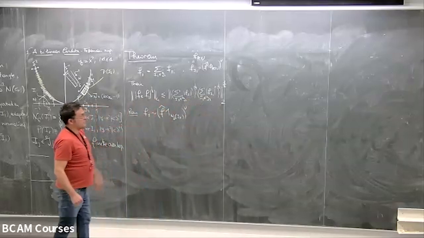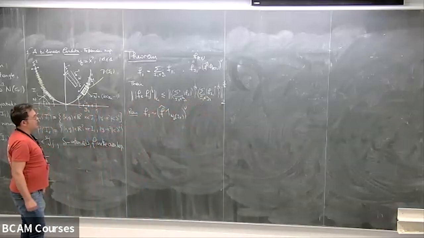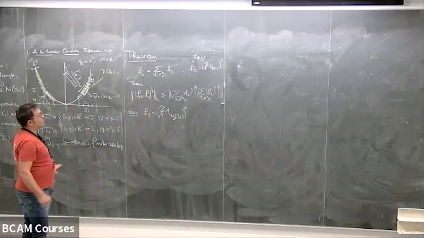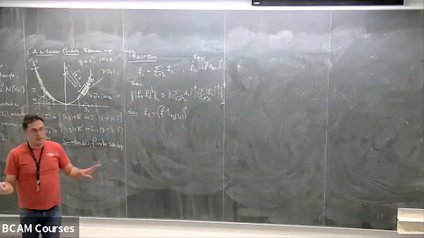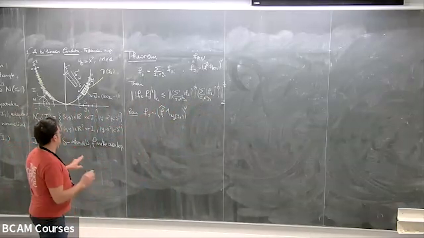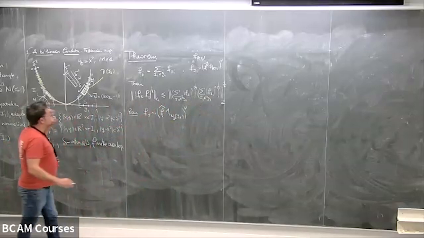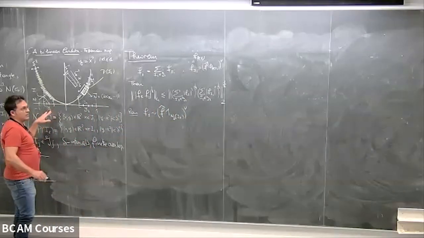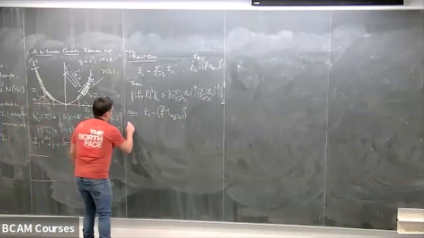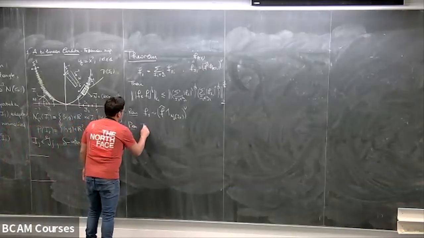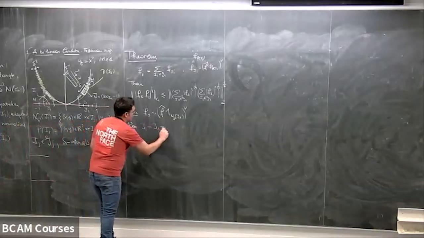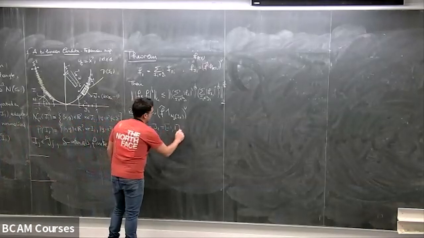Do you assume some distance between J1 and J2? No, you assume nothing, because you're not going to use transversality. In fact, the next remark is that you can take J1 equals J2 equals [-1, 1].